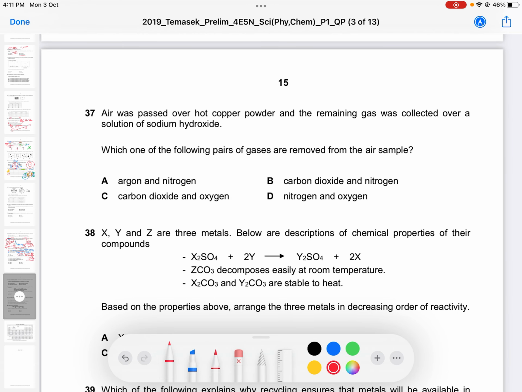Now, question 37, 18 of you got it right. Only 18 got it right. So the question asks which one is removed. Removed from the air, meaning which one is reacted away. Okay? So if you look at A, B, C, D, A is definitely wrong, because argon cannot react.